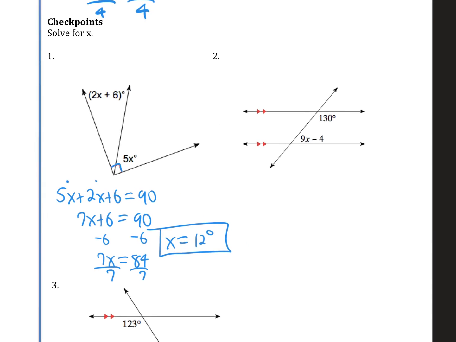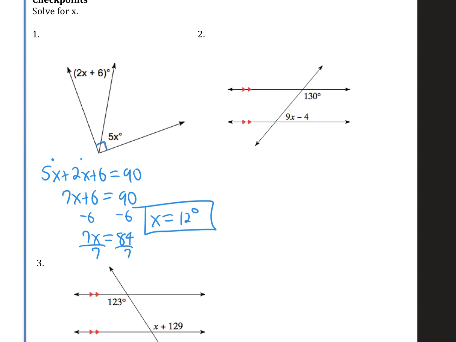Okay, number 2. We have 9x minus 4 and 130. What kind of angles are these? Looks like they're between the lines and on the same side of the transversal. These are consecutive interior angles. Are these congruent or supplementary? They are supplementary, so we need to add them up to 180, okay?